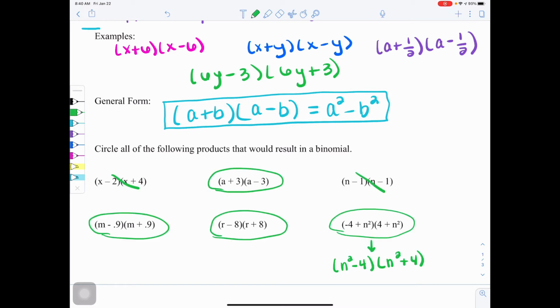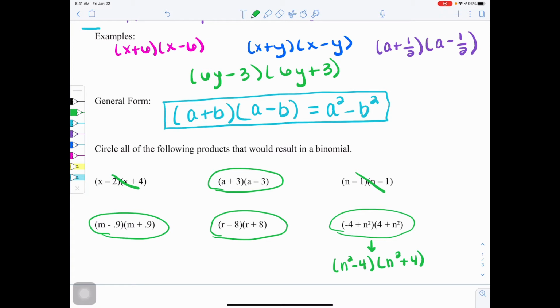Okay, now that you've had time to circle all of the following products that would result in a binomial, let's go over the answers. You can see the ones that I circled. The ones that I crossed out are a problem because I don't have the pattern that I'm looking for. A plus b, a minus b. A plus 3, a minus 3 works because we have plus 3 and minus 3. M minus 0.9 and M plus 0.9 works because we have opposites, negative 0.9 and positive 0.9. R minus 8 times R plus 8 again works because we have the negative 8 and the positive 8.